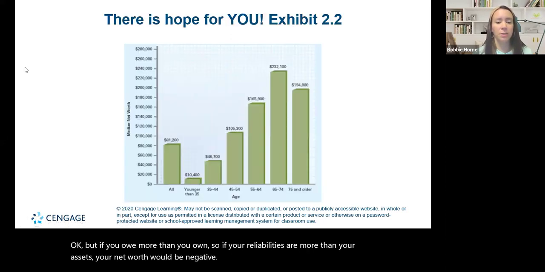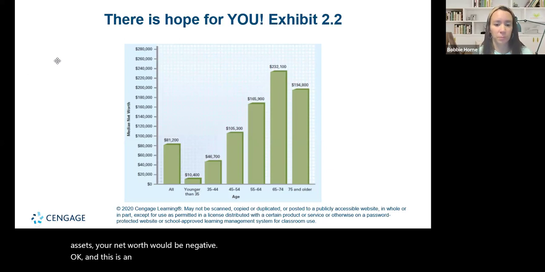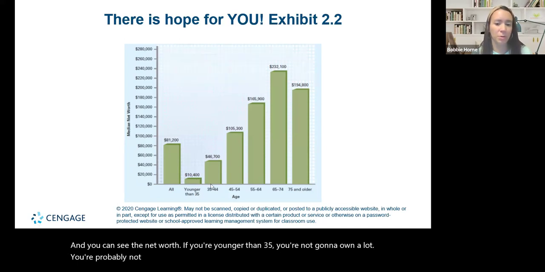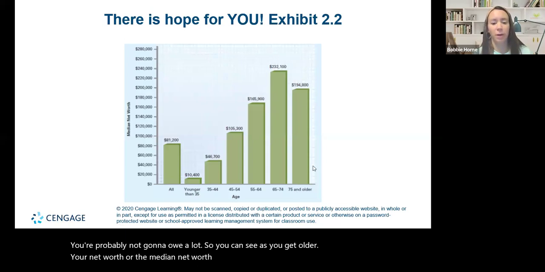Okay, and this is an exhibit, and you can see the net worth. If you're younger than 35, you're not going to own a lot. You're probably not going to owe a lot. So you can see as you get older, your net worth or the median net worth increases until you get about 75 and older. So there is hope for you if you're in this category here.